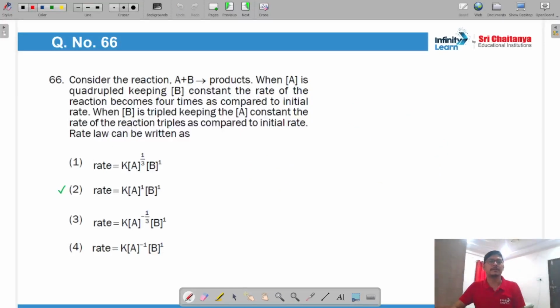Consider the reaction A plus B gives product. When A is quadrupled, that means it is increased to fourfold, right? 4 times. Keeping B constant, the rate of reaction becomes 4 times again. So there is direct dependence. Order is 1. And then when B is tripled, keeping A constant, then the rate of reaction triples. So again, direct dependence. So the overall order of the reaction is 2. Individual orders of 1.